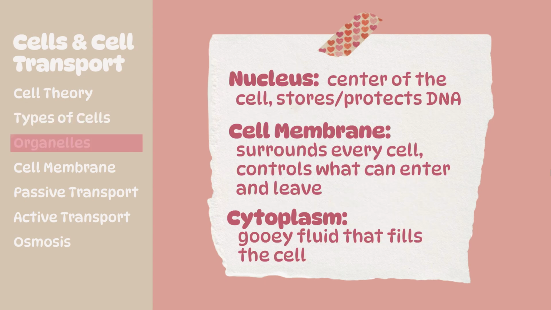Some of the organelles that you definitely will need to know for your test. The nucleus, again, that's where the DNA is found in eukaryotic cells. Every cell has a cell membrane on the outside, which has the job of controlling what can enter and leave the cell. Cytoplasm is the gooey fluid that fills the cell. Every cell, no matter what it is, prokaryote or eukaryote, it has to have cytoplasm.